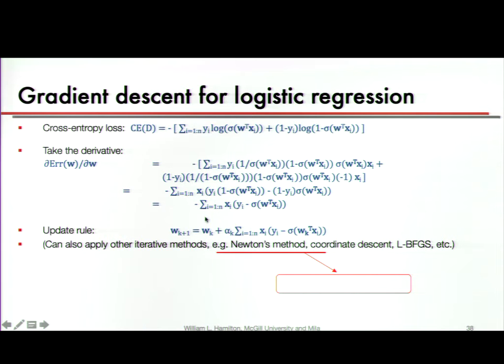What we get is just the sum over all of our data points, x times y minus the logistic output. So this is our derivative. If we're running gradient descent, to get our updated weights, these are going to be our old weights plus our learning rate times our derivative, or the negative of our derivative. Now, this is the gradient descent for logistic regression.